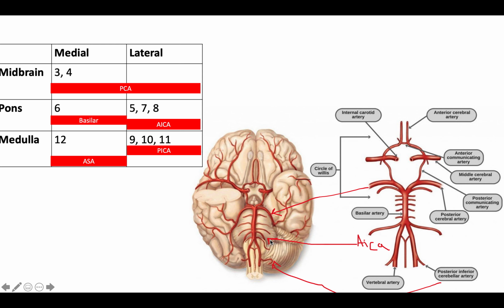And then your medulla, you're going to have your PICA, which is going to be stemming directly off of your vertebral arteries. So that's going to be getting your lateral medulla, versus your anterior or medial medulla, which is going to be the anterior spinal artery right through here. Just like with the spinal column, the anterior spinal artery will be getting the front 2/3 of the spinal column. It will also be doing the medial aspect of the medulla. And so that will get your cranial nerve 12 or your hypoglossal.